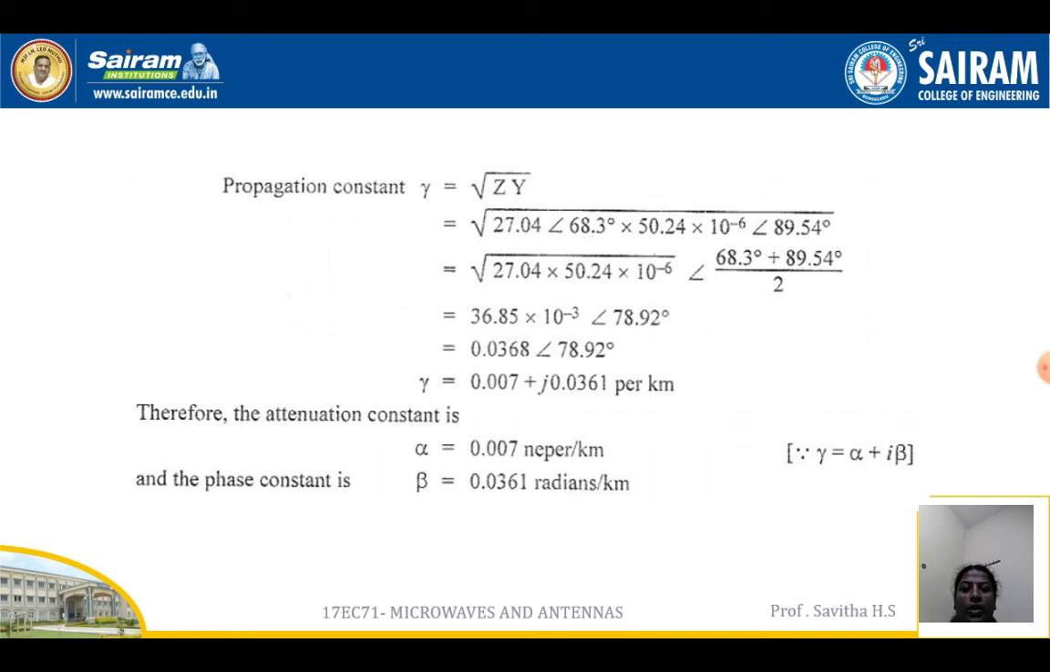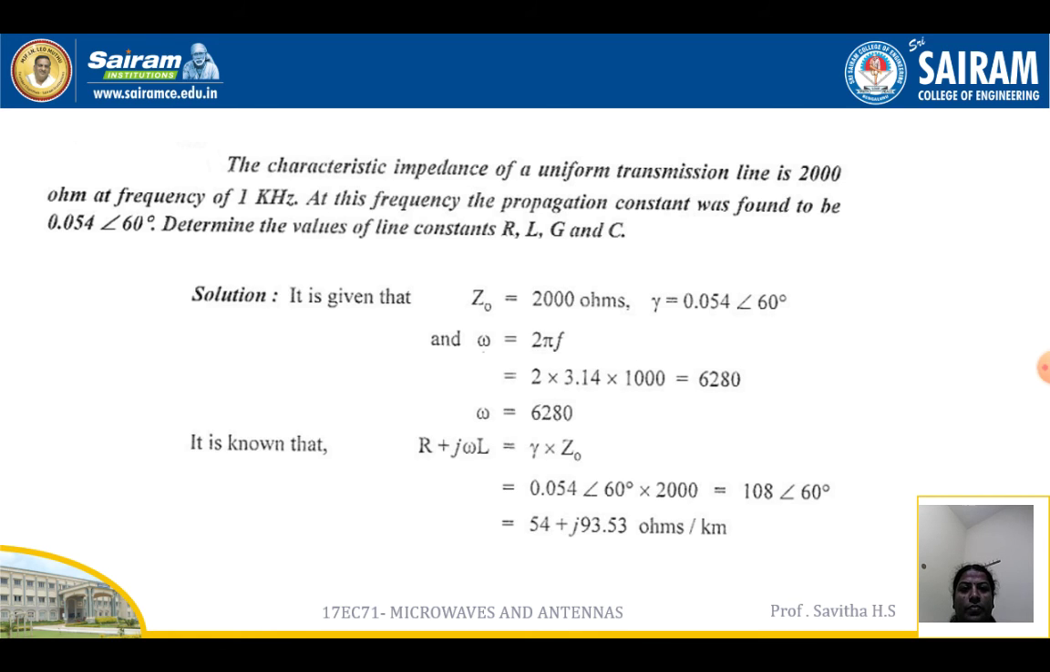We already know that the propagation constant is nothing but alpha plus j beta, where alpha is the attenuation constant. So comparing both equations, alpha is equal to 0.007 nepers per kilometer and the phase constant beta is 0.036 radians per kilometer.